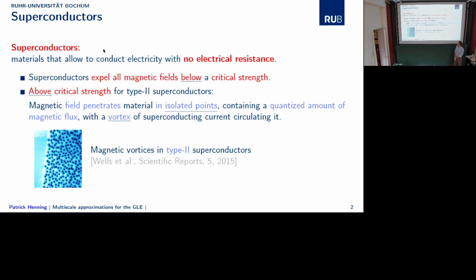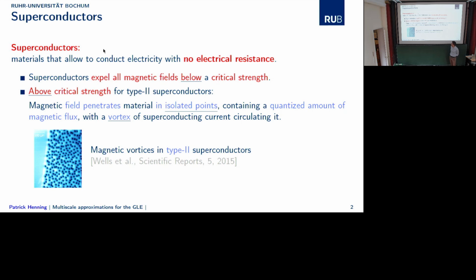Superconductors are materials that allow one to conduct electricity without any electrical resistance. And one of the very crucial properties of superconductors, which makes them so attractive for many applications, is that they expel all magnetic fields, provided that this magnetic field is below a certain critical strength.